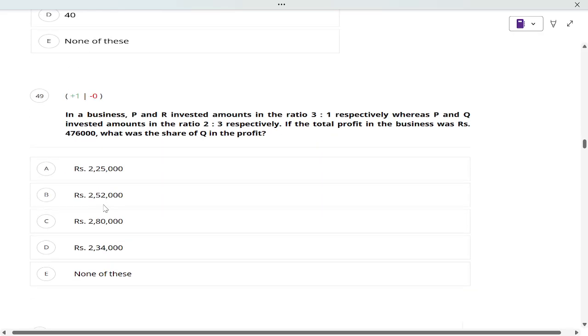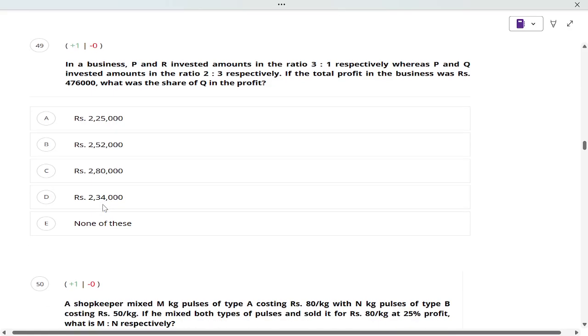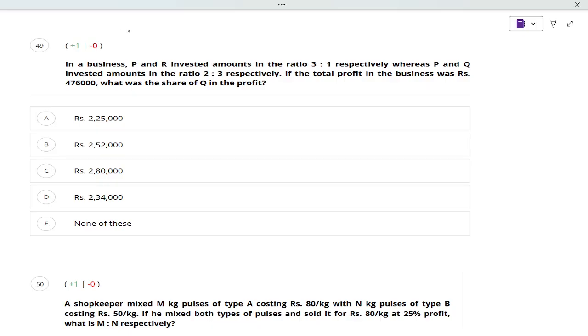Now let's do question number 49. 49 is from invested amount, so this is from partnership. Here B and R invest rupees in the ratio 3:1. B and Q invest in the ratio 2 and 3. So B is 2, Q is 3.